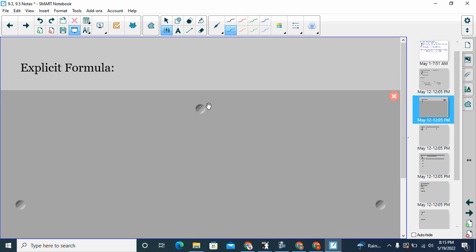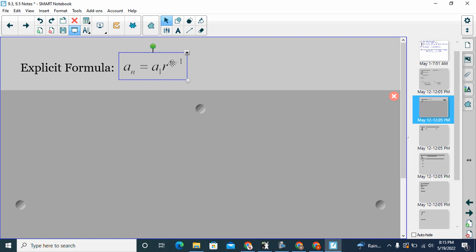The explicit formula that'll give us a specific term from a geometric sequence is a sub n is equal to a sub 1 times r to the n minus 1. We start with the first term, and we're multiplying by r over and over again. To get to the second term, we only multiply by r one time. To get to the third term, we multiply by r 2 times. To get to the fourth, 3 times, and so on. So it's to the n minus 1.